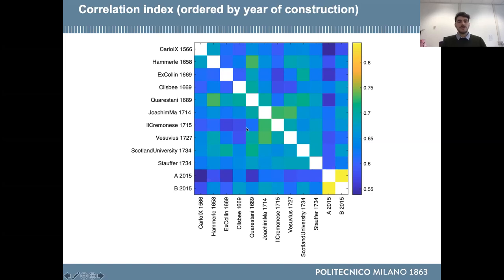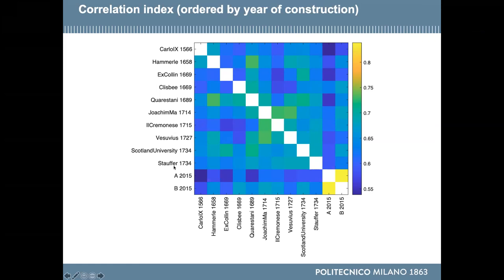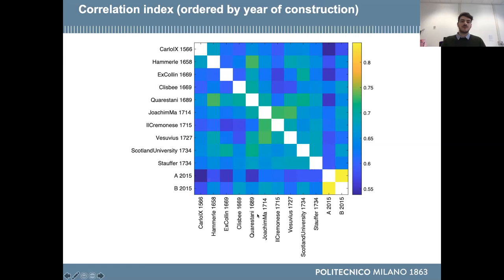Another interesting behavior can be seen in the Cremonese. Indeed, you can notice that the Cremonese returns a higher similarity with later instruments rather than the older ones. And also with Stauffer, so with one of the instruments by Guarneri, we can see a trend of the NCC that increases with the latest instruments, with the exception of the other instrument by Guarneri, which is in this case the Quarestani violin.